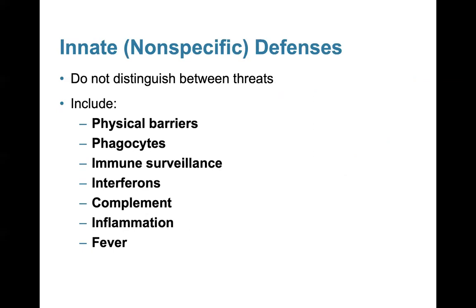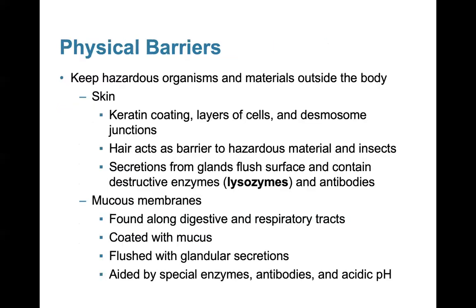So looking at your innate defenses, they do not distinguish between threats, and they include physical barriers, phagocytes, immune surveillance, interferons, complement, inflammation, and fever. Let's talk about some of these in more detail. The first is physical barriers. They keep hazardous organisms and materials outside the body.